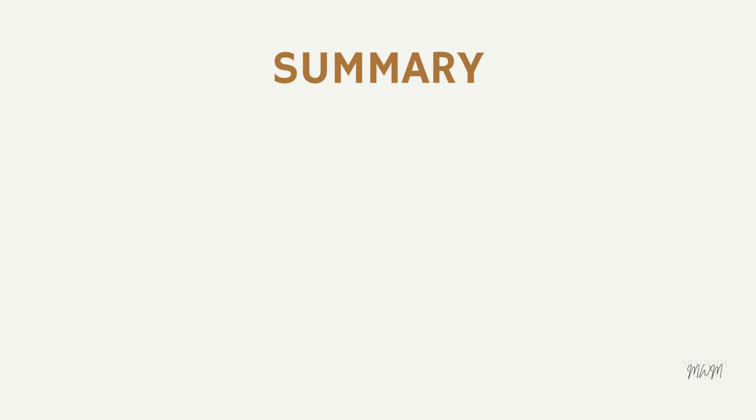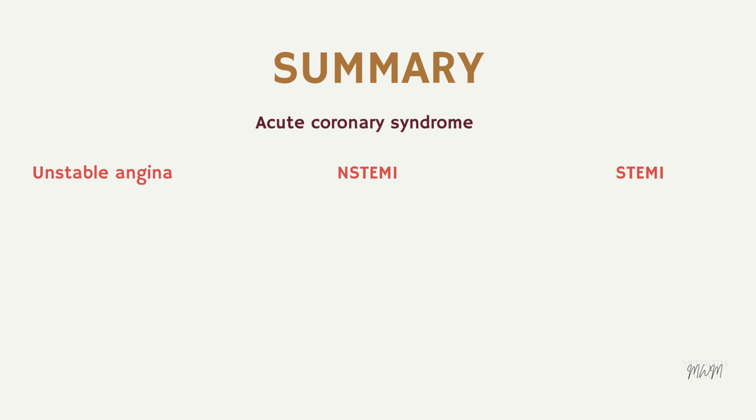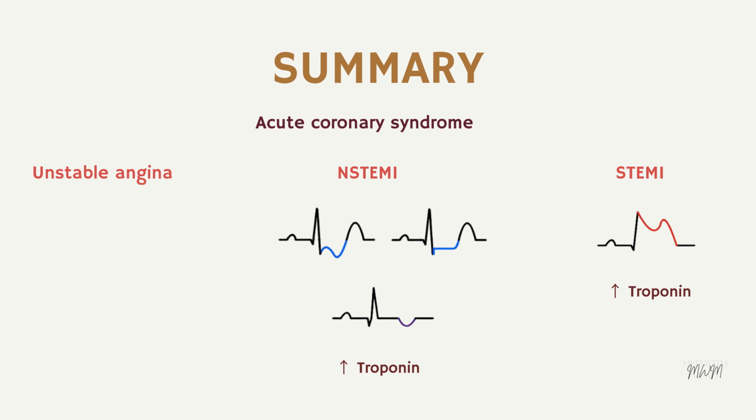So, to summarize, acute coronary syndrome includes unstable angina, NSTEMI, and STEMI. The main difference is that STEMI, ST elevation myocardial infarction, shows ST segment elevation and elevated troponin, and NSTEMI, which is non-ST elevation myocardial infarction, has no ST elevation but the troponin is elevated, while unstable angina shows no ST elevation and normal troponin levels.